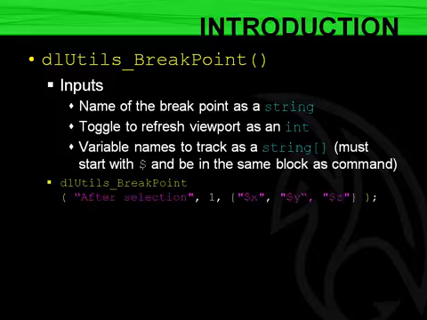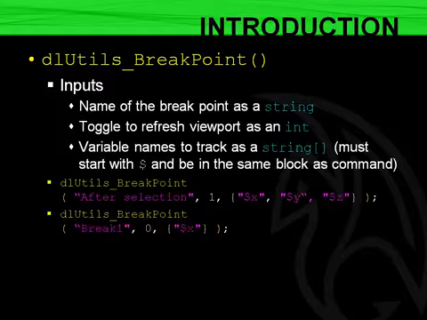So here's a very simple example of the command being used. dlutils_breakpoint, and then at the beginning you use after selection, so that's the name of my breakpoint, and then 1 because I want to be able to refresh the viewport. And then here are the names of the 3 variables that I want to track, x, y, and z. And here's another example of running the command again. I've called the breakpoint break1 in this case. I don't want to refresh the viewport, so I put a 0, and the name of the variable that I want to track is called x.